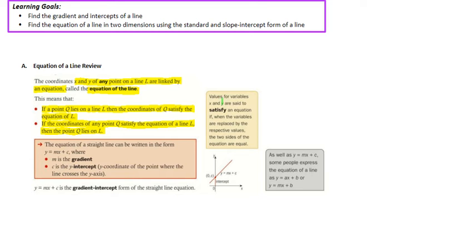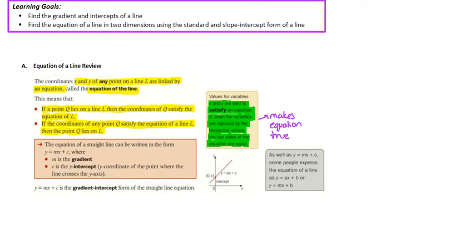So one important thing to remember is that coordinates are said to satisfy an equation if when you substitute the values into the equation, the two sides of the equation are equal. So it basically makes the equation a true statement. So this is really important because this is something you can rely on to help you solve problems.